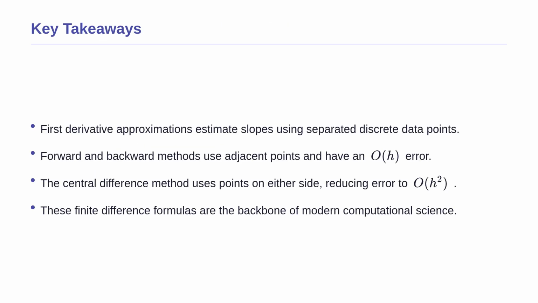We have covered a lot of ground today, so let us review the most important ideas. First derivative approximations allow us to estimate the rate of change of a function using separated data points when we lack a perfect formula. The forward and backward methods use two adjacent points and have an error proportional to the step size. The central difference method is vastly superior because it uses points on either side, drastically reducing the error. By keeping the step size small and choosing the central method, computers can accurately understand change in physics engines, image processing, and machine learning.